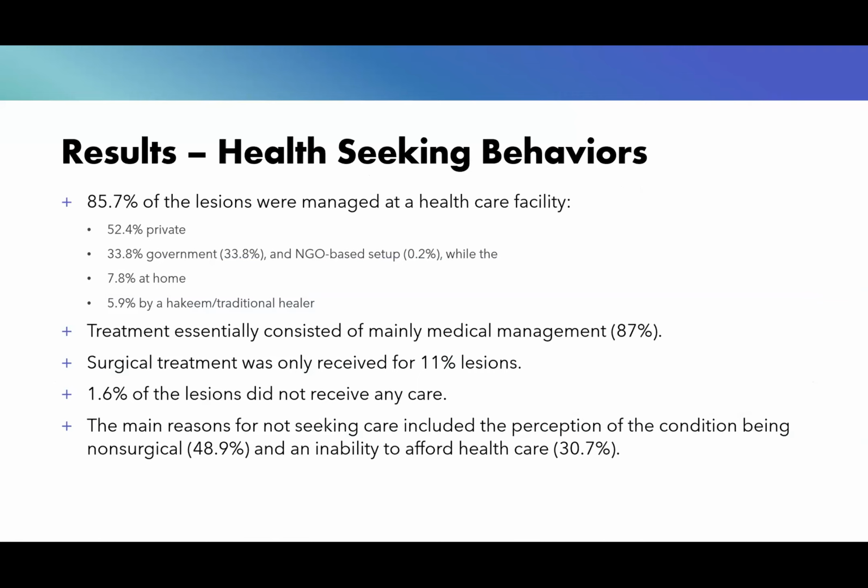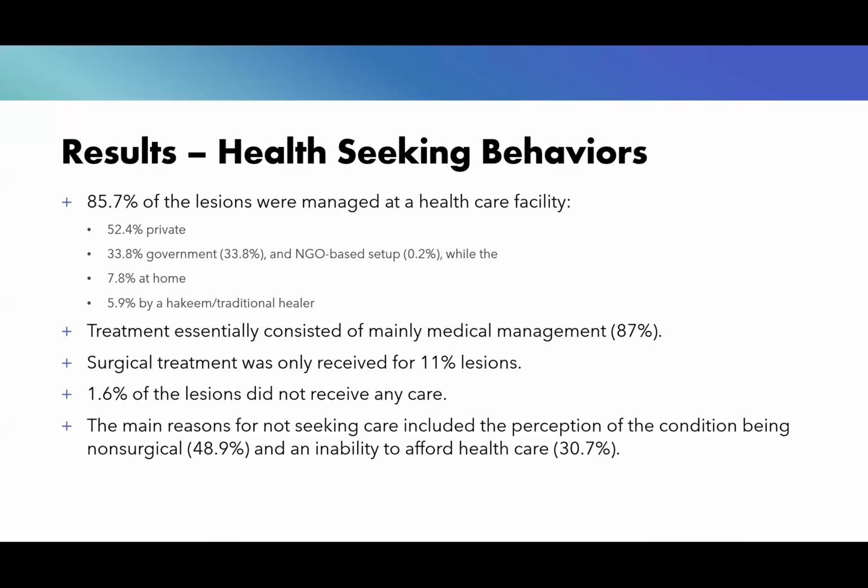respectively. So coming to the results of health seeking behaviors, 85% of the lesions were managed at a healthcare facility, 52% at a private healthcare facility, and 33% at a government or NGO-based setup, 7.8% at home, and 5.9% by a Hakim or a traditional healer. Treatment consisted mainly of medical management, that is 87%. Surgical treatment was only received for 11% of the lesions, and 1.6% of the lesions did not receive any care.